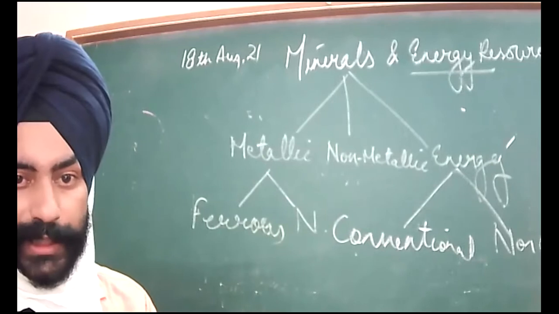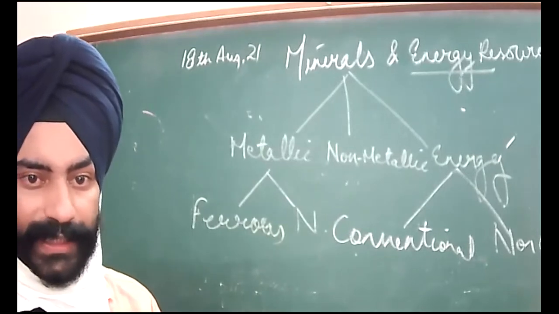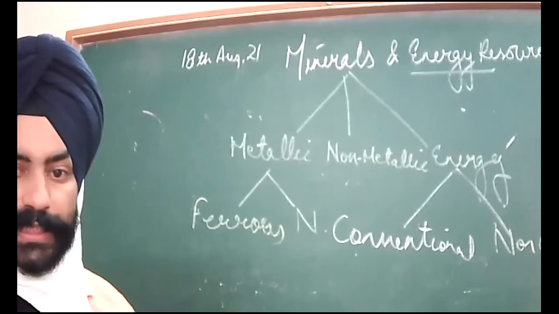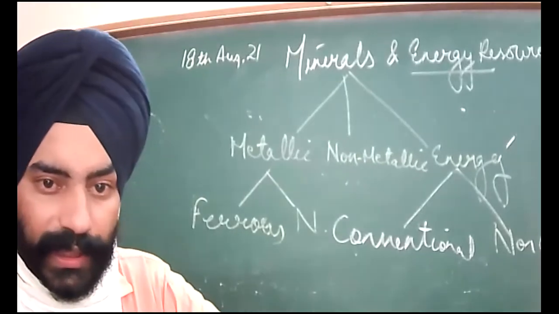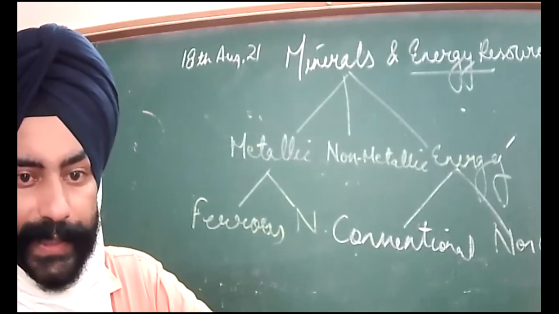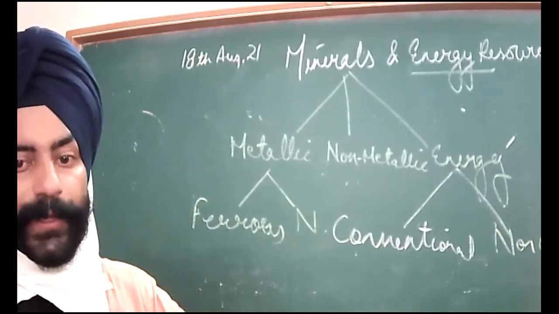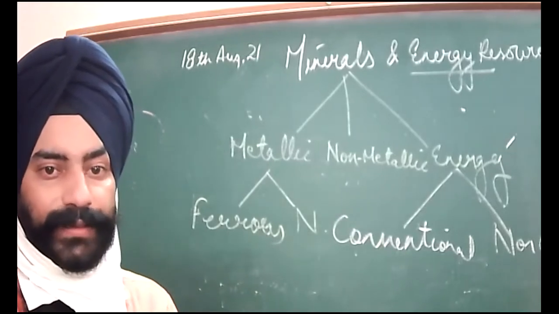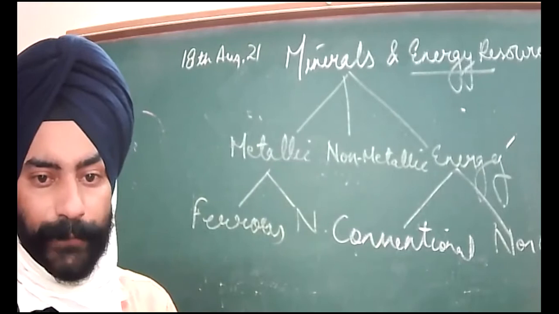Coal is also non-metallic, because it also does not have metal content. Coal is a fossil fuel. So we will discuss them in detail later. Let's start first with the metallic minerals. So all the different types of minerals are extracted through the process of mining.